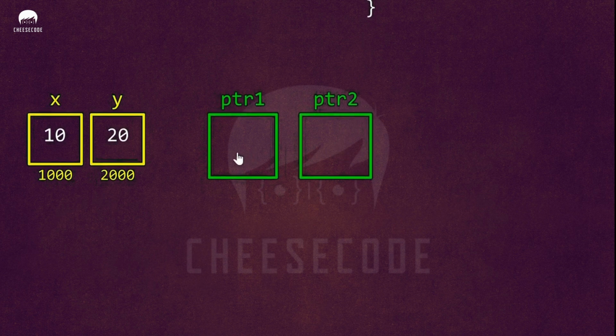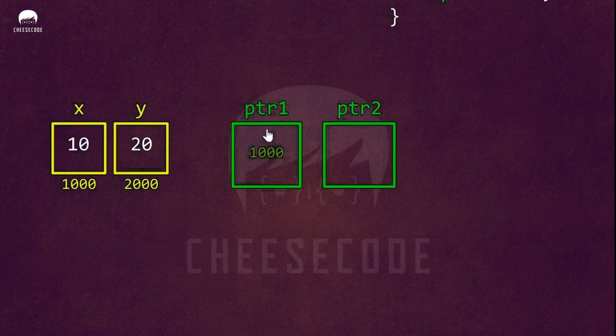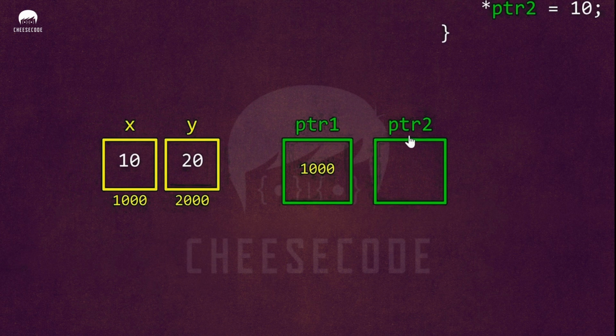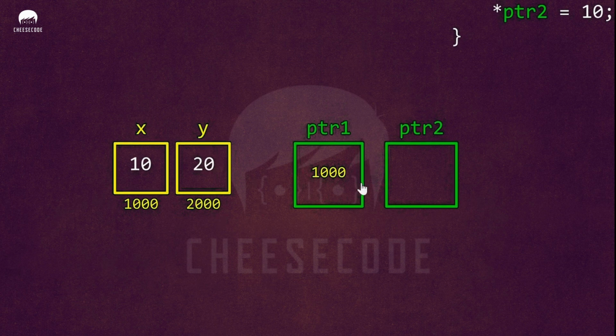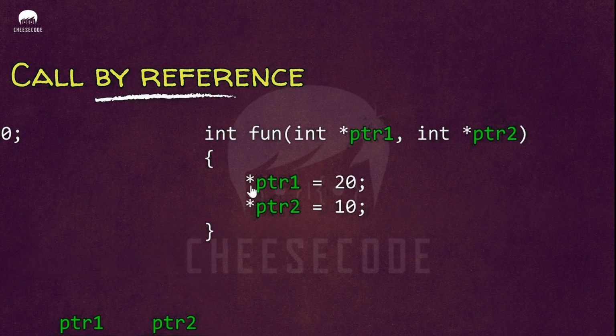ptr1 stores the address of variable x, which is 1000. Therefore, 1000 will get stored inside this pointer ptr1, and ptr2 will store the address of variable y, which is 2000. Now inside this function we have two statements: star ptr1 equals 20, star ptr2 equals 10.